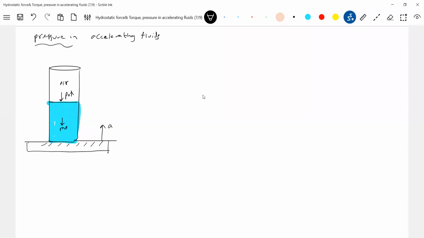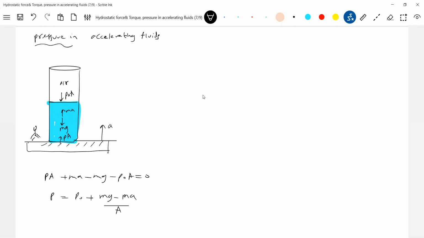Then mg, here the pressure P into A. Pseudo force should act. How does the pseudo force act? Ma like this. Then for equilibrium, who will see it? The person on the platform will write the equation PA plus Ma minus mg minus P naught A equal to 0, or P is equal to P naught plus (mg minus Ma) by A.